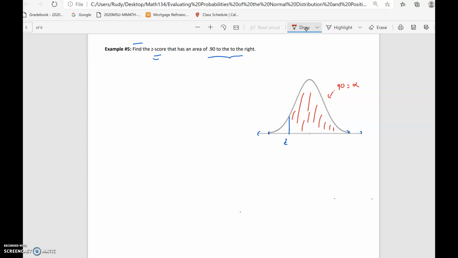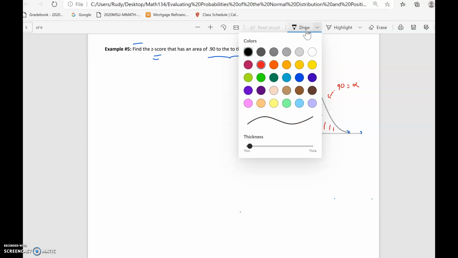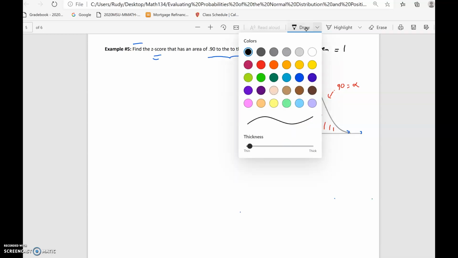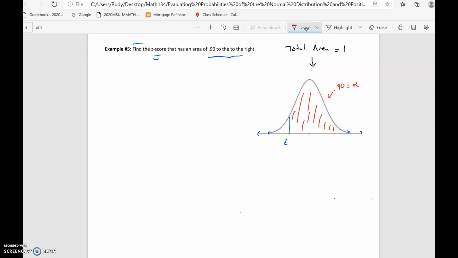Now, the way that the actual command works is it's only area to the left. And remember that total area, because you have a distribution, is going to be 1. So the total area is equal to 1. Therefore, the area to the left, this particular one that we're going to be using in the calculator, is going to be 0.10. So it's going to be the same answer as the previous one. You're going to get that this is negative 1.28.